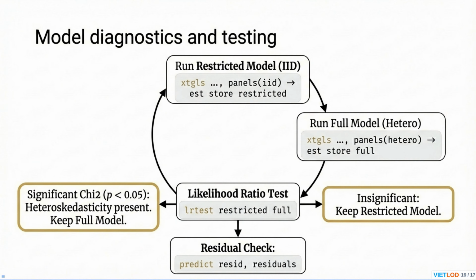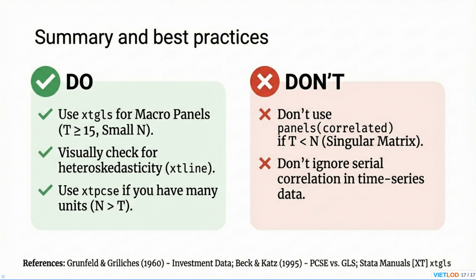The core of the diagnostic is then to perform a likelihood ratio test using lrtest to compare these two models. If the test yields a statistically significant chi-squared statistic, typically with a p-value less than 0.05, it provides strong evidence against homoskedasticity. In such a case, we conclude that heteroskedasticity is present and should adopt the full, more flexible model. Conversely, if the test is insignificant, we favor the simpler, restricted model. Additionally, after any estimation, it's good practice to perform a residual check by predicting and examining the residuals, which can reveal further patterns or issues.